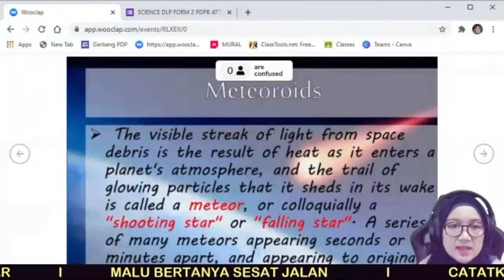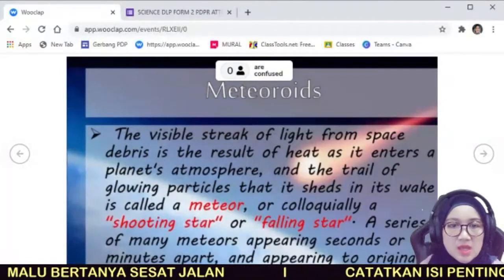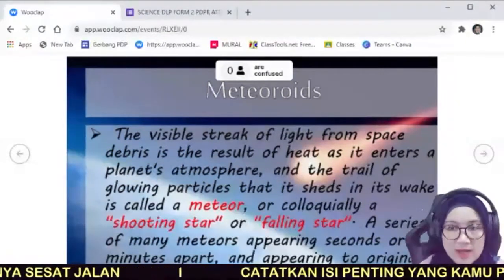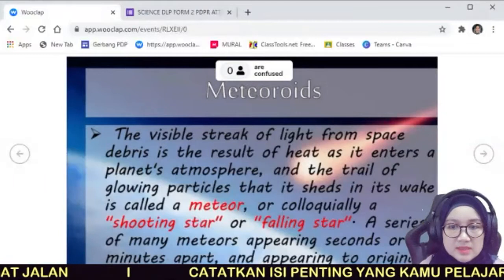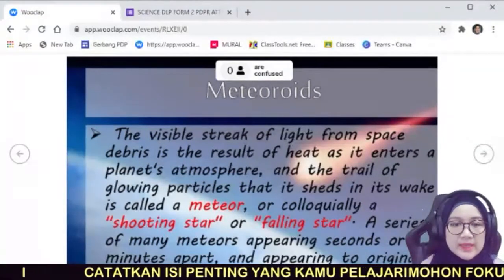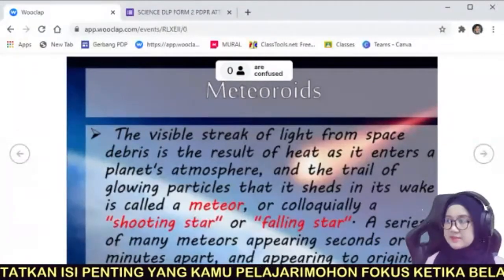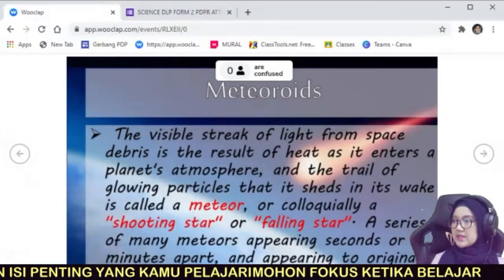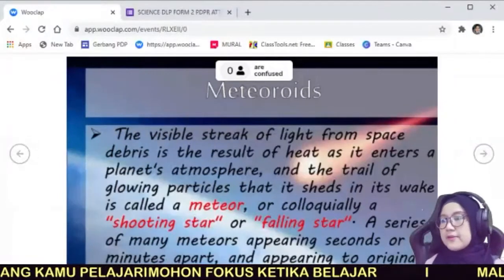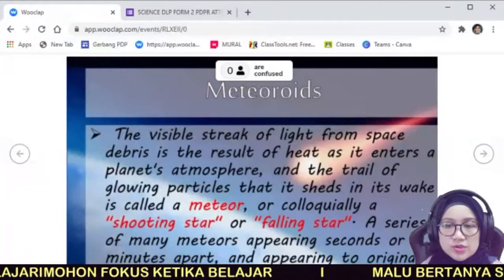Okay, the visible streak of light from space debris is the result of heat as it enters a planet's atmosphere, and the trail of glowing particles shed in its wake is called a meteor, or colloquially a shooting star or falling star. A series of many meteors appearing seconds or minutes apart, originating from the same fixed point in the sky, is called a meteor shower.